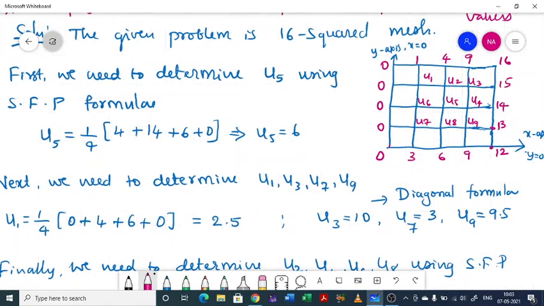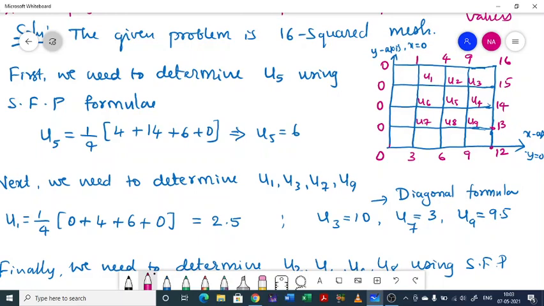Now see, we have already determined all these 9 values, u1, u2, u3, u4, u5, u6, u7, u8, u9. Now we need to apply Liebmann's iteration process. As I told already, it means we have to determine all these entries by using the standard 5-point formula. You already have a particular value for each of these, so again apply the standard 5-point formula to each one. Applying it to u1, you will get u1 equal to 1/4 times of 1 plus u2.